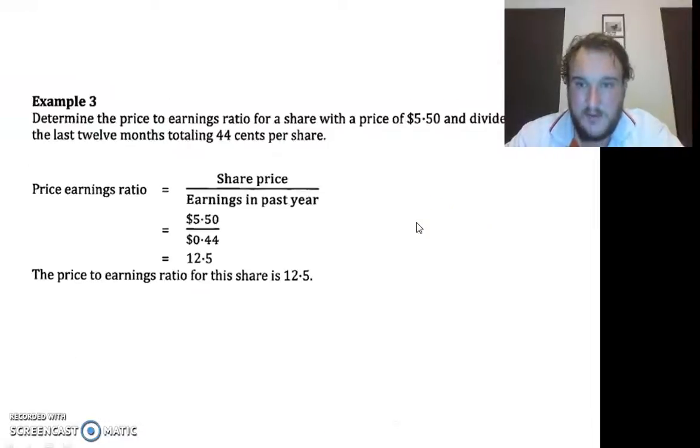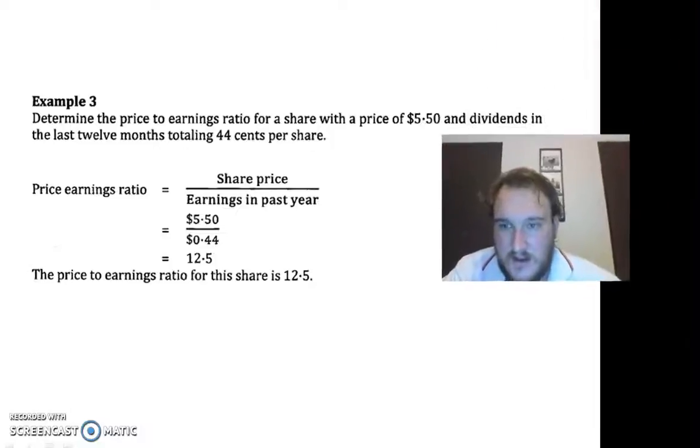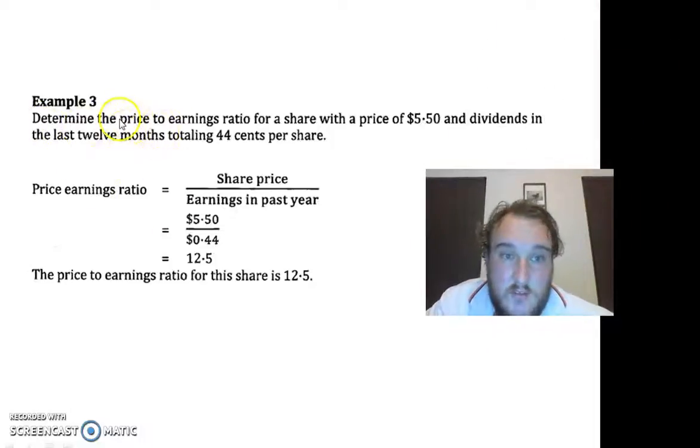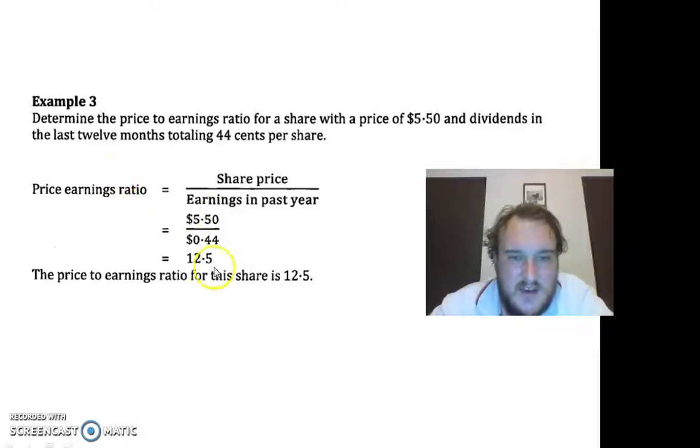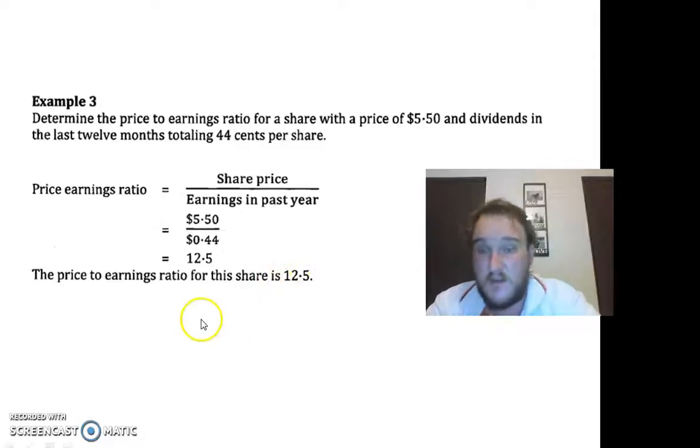So if we look at a quick example of that, I'll just move my beautiful face down here. Determine the price to earning ratio of a share for a share with a price of $5.50 and dividends in the last 12 months of 44 cents per share. So we're using our little equation here. Share price is $5.50 divided by the dividend per share, which is 44 cents or $0.44. Make sure you can convert cents to dollars. And that should equal 12.5. So the price earning ratio for this share is 12.5.